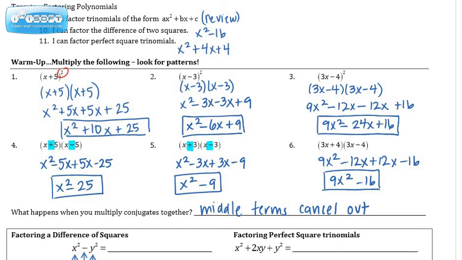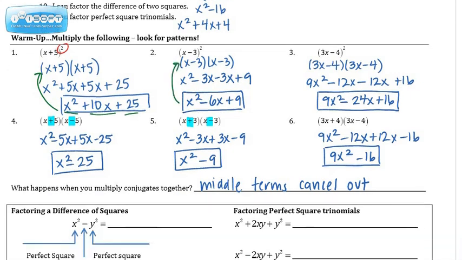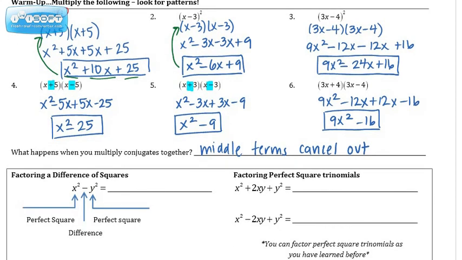Okay, so what we're going to do today is we are going to take a trinomial, such as x squared plus 10x plus 25, and we're going to learn to factor it to x plus 5 times x plus 5. You're going to take x squared minus 6x plus 9, and again, you're going to factor it to x minus 3, okay? You're also going to learn how to take x squared minus 25 and factor it back to x plus 5, x minus 5, okay? So this leads us to these two special patterns.